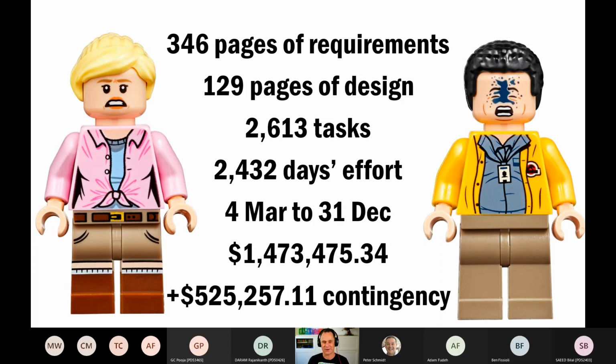The result of all of this is 346 pages of requirements documentation, 129 pages of design documentation, 2,613 tasks in a project plan that predicts it's going to take 2,432 days of effort, with the project starting on the 4th of March and being finished 9 months later on the 31st of December, because that's a really good day to go live. And implementation is going to cost $1,475.34 and a contingency of $525,257.11. How is that for precision?